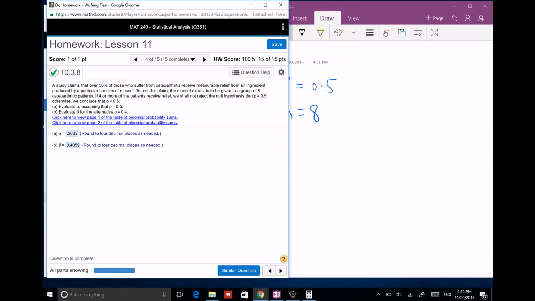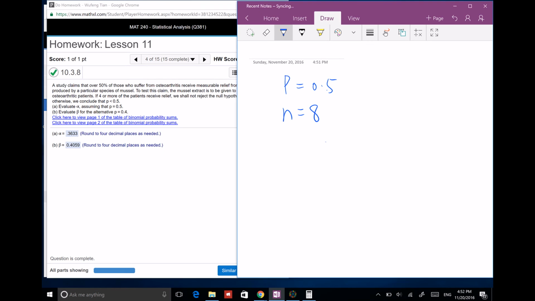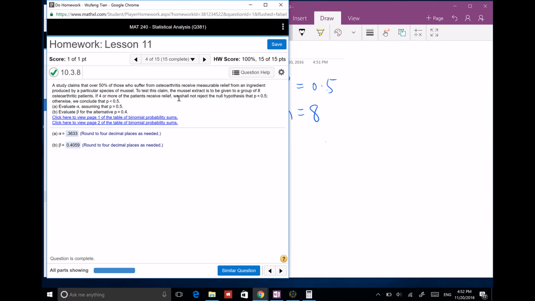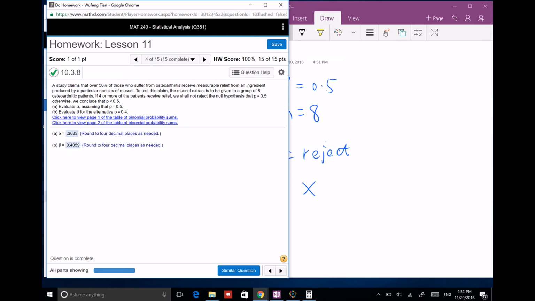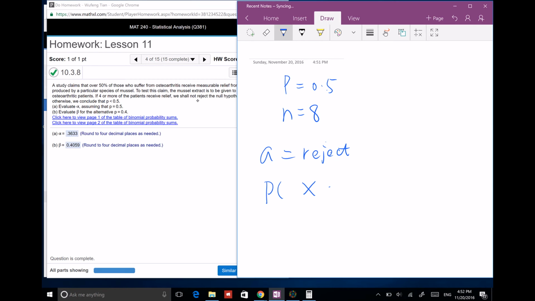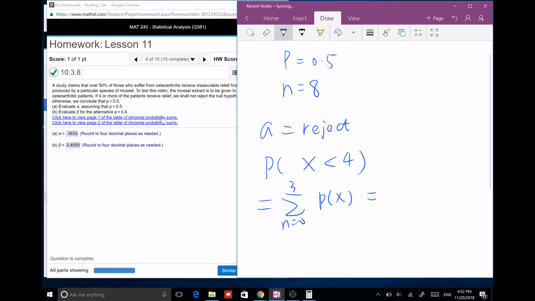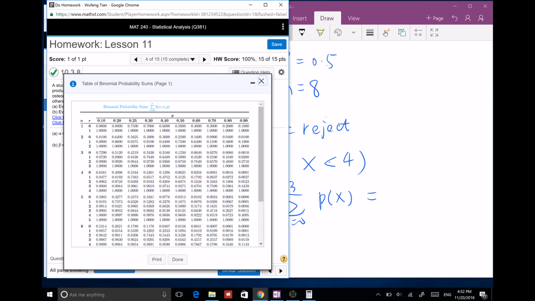What do we need to do? N equals 8. It says 4 or more. We say relief, will not reject. So the rejection, alpha is reject probability, is the probability of x not bigger than 4, so it's less than 4. So x less than 4, which basically is the binomial. So it's going to be n equals 0 to 3, and probability of x.